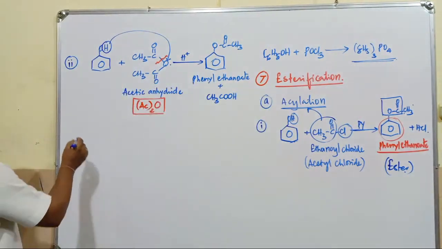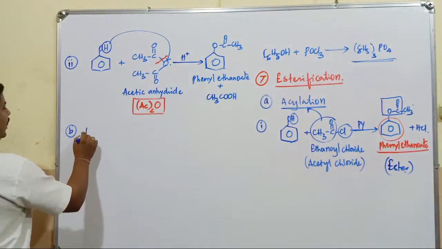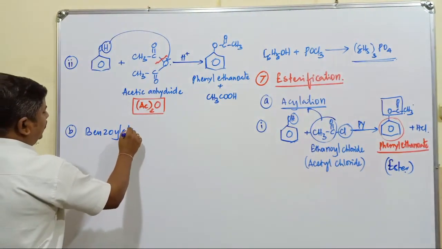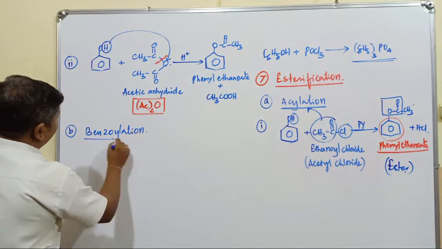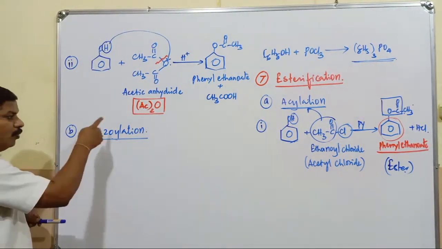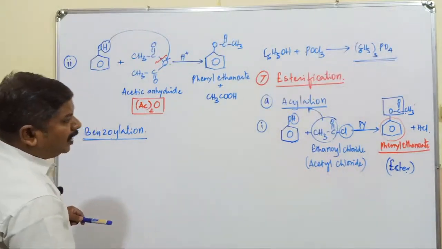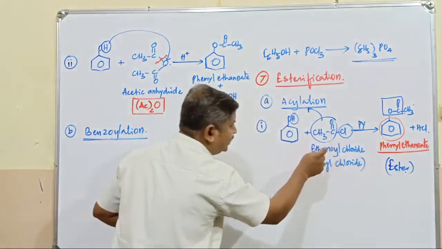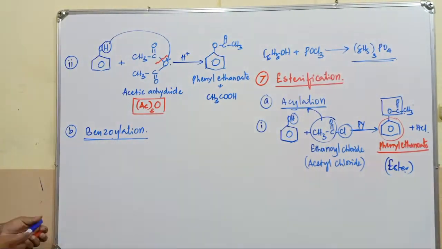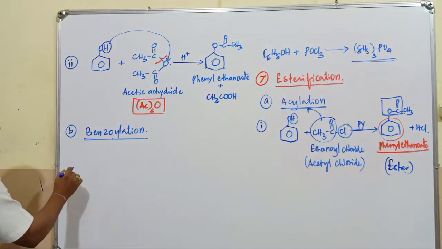Next one, reaction B. It is called the benzoylation reaction. Not benzylation, it is benzoyl. Wherever there is OYL, this is also OYL, like ethanoyl chloride. It is mainly because of the acyl group. What is this benzoylation reaction?